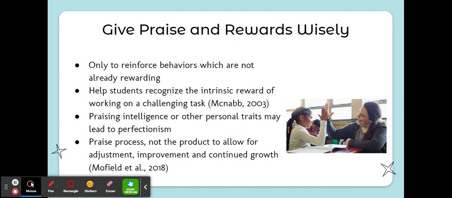Praise that relates to personal traits such as intelligence can lead students to equate their self worth with their achievements. Mofield et al. explained that this can lead to maladaptive perfectionism, a quality very common in gifted students. To avoid this, praise should be based on process instead of product or performance outcome. Feedback and praise based on process allows for adjustment, improvement, and continued growth instead of supporting maladaptive, perfectionistic thoughts.